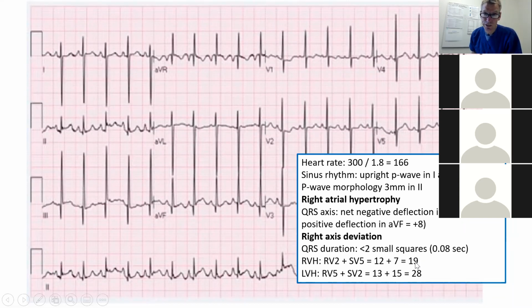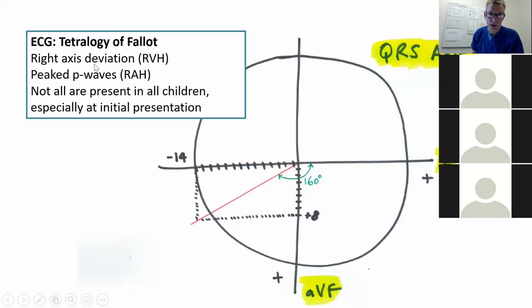So the point is, you won't always see all the changes early on in Tetralogy of Fallot. It takes some time for there to be significant right ventricular hypertrophy. But this child's got a right axis deviation, and he's got peaked P waves of right atrial hypertrophy. So when you're looking at the ECG of a child, think, well, if the child's got those features, what could it be? And there's not too many other things that would give you those changes.